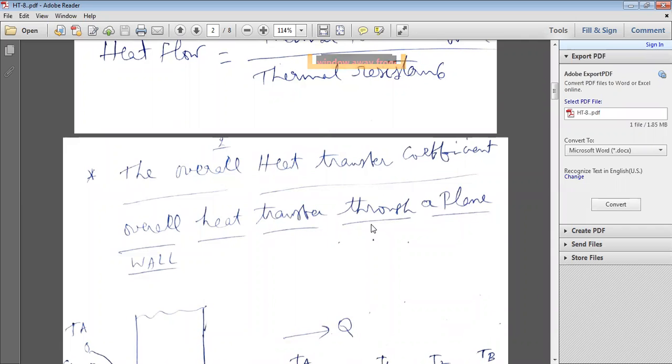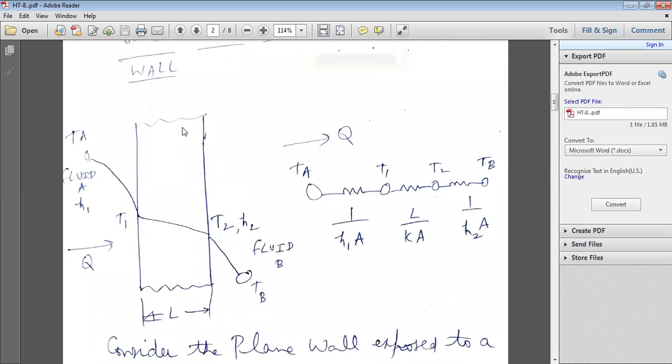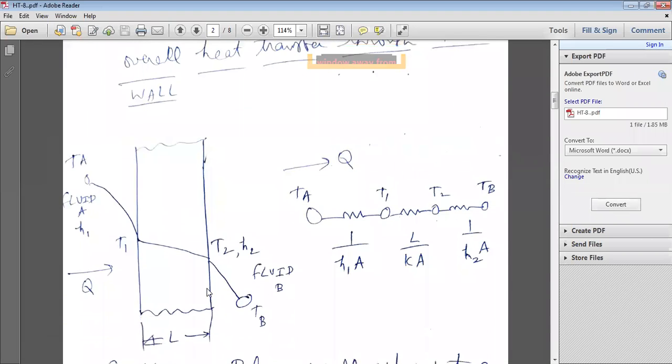Okay, that's about it for the composite wall. Next, take any wall material, such as steel, aluminum, or copper. The left side of the wall is exposed to one convective environment, fluid A, and the right side is exposed to a second convective environment, fluid B. Here we have convective resistance, and here conduction resistance through the material. So heat is transferred through the material by conduction.